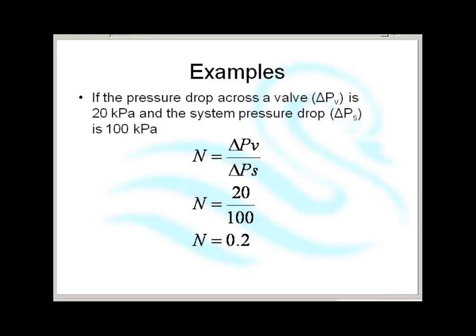Here's an example. I've got a pressure drop across the valve of 20 kPa. 100 kPa is dropped across the entire system. So I work out my authority, that's 20 divided by 100. 20 across the valve, 100 across the whole system. My authority is 0.2. Is the valve too big or too small?